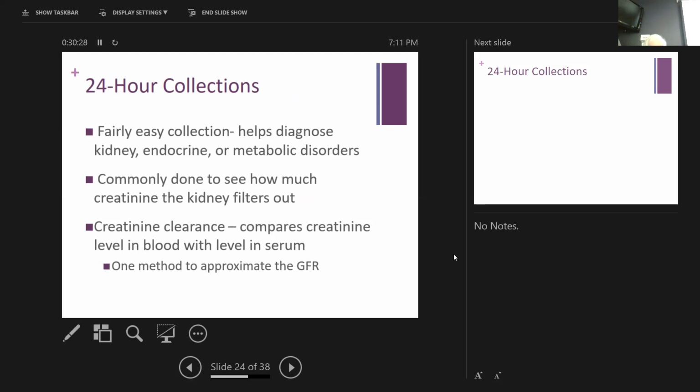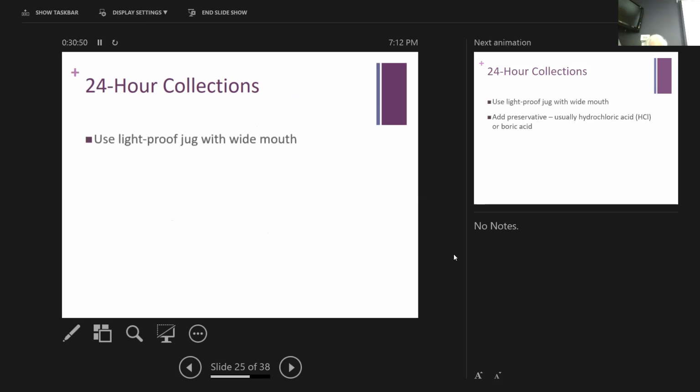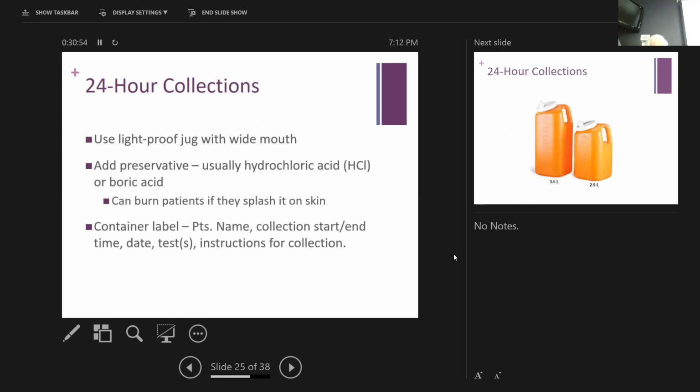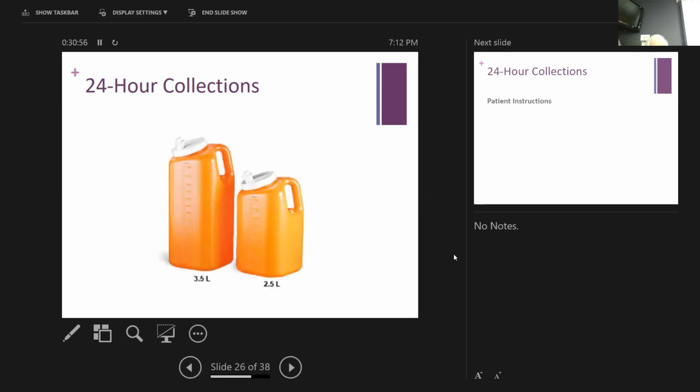Yeah, and that's important. That's really why you do it. So you know how this is done, and one of the major things we're looking at is the filtration rate, which is measured by creatinine clearance, and we use these light-proof jars like these.